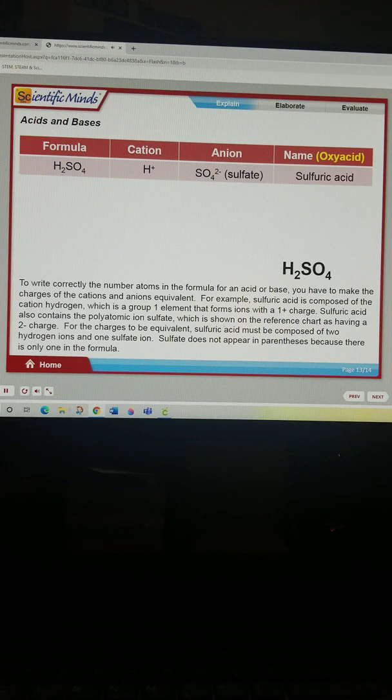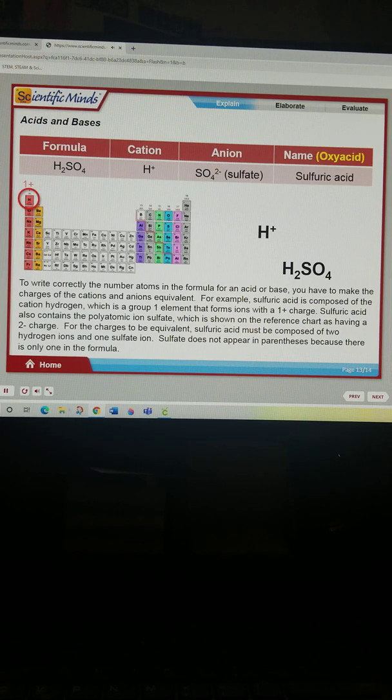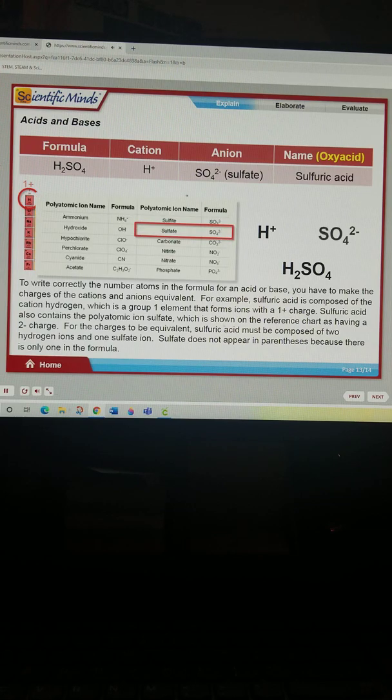For example, sulfuric acid is composed of the cation hydrogen, which is a group 1 element that forms ions with a 1+ charge. Sulfuric acid also contains the polyatomic ion sulfate, which is shown on the reference chart as having a 2- charge. For the charges to be equivalent, sulfuric acid must be composed of 2 hydrogen ions and 1 sulfate ion. Sulfate does not appear in parentheses because there is only 1 in the formula.